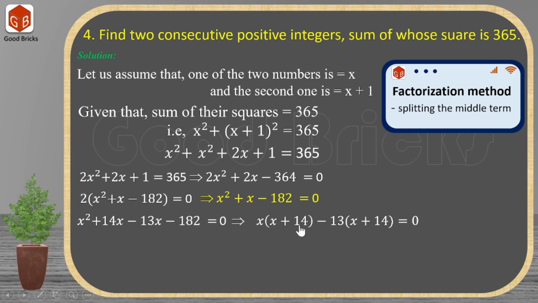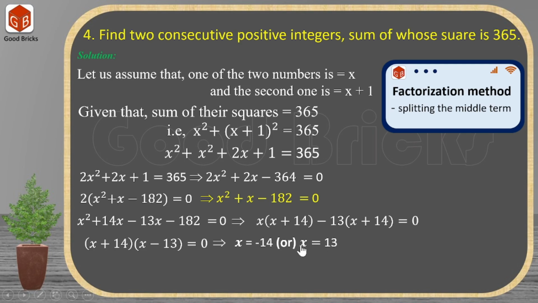If you take x plus 14 here and here is also x plus 14, so let us take x plus 14 common. Then you can write x plus 14 into x minus 13. That is what we have written. And the product of these two factors is equal to 0. It will become true when x plus 14 is equal to 0 or x minus 13 is equal to 0. If x plus 14 is equal to 0, then you can write x is equal to minus 14. If x minus 13 is equal to 0, then you can write x is equal to 13.